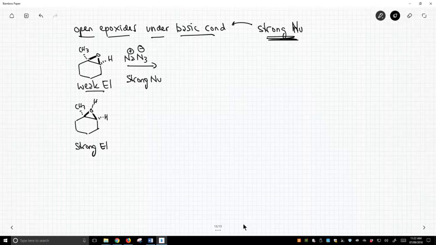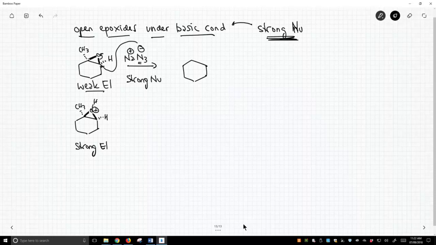So this thing does want to react because it's going to release all that ring strain. So when our nucleophile attacks, I forgot my positive charge down there, it is going to attack not at the more highly substituted side of the epoxide, but at the less highly substituted side. Remember, this is a strong nucleophile, and strong nucleophiles are sensitive to steric hindrance. So we're going to attack at the less highly substituted carbon. And when we attack, that carbon already has a full octet, so we need to break an old bond, and that old bond is going to be the CO bond of the epoxide.